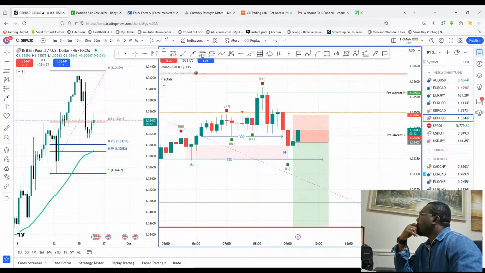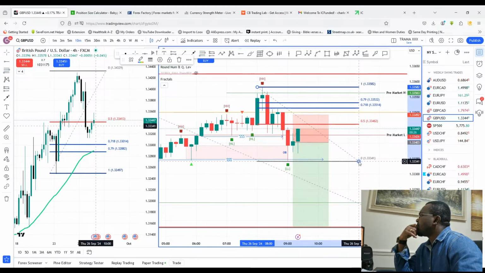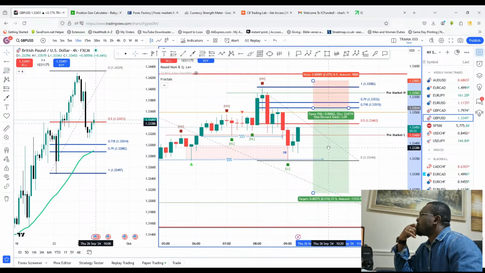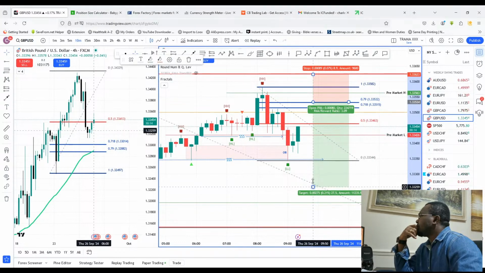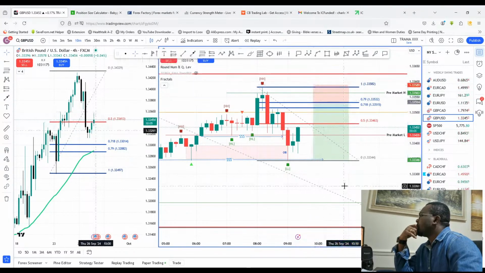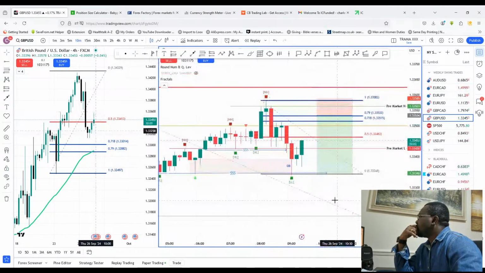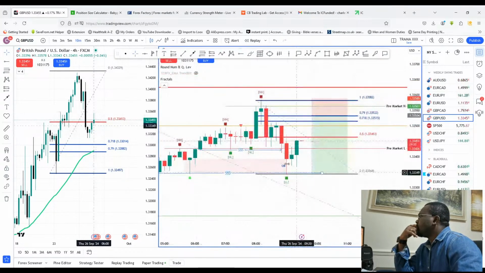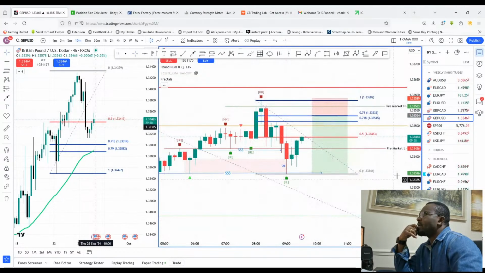So invariably, if that is the case, we can put our fib here to see what is going on. If that's a retracement already, then we'll have to wait for price to sell around this level, because it gives us a lower high. This is the first lower low, higher low. So we should expect a new lower low around this area.